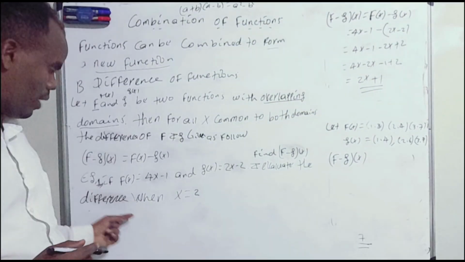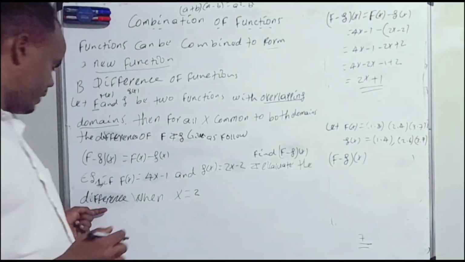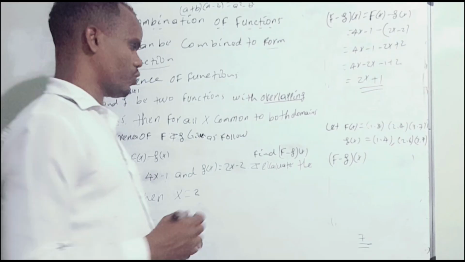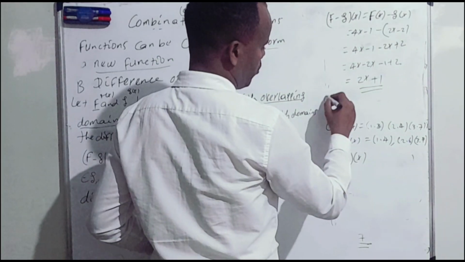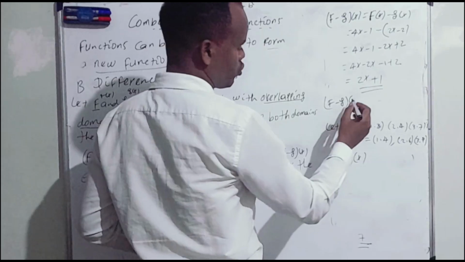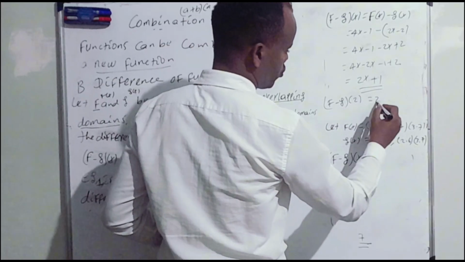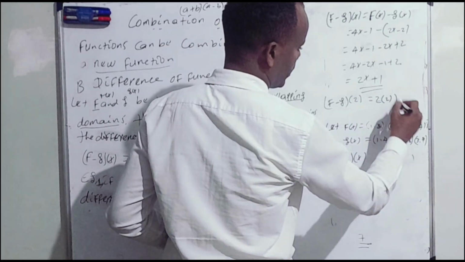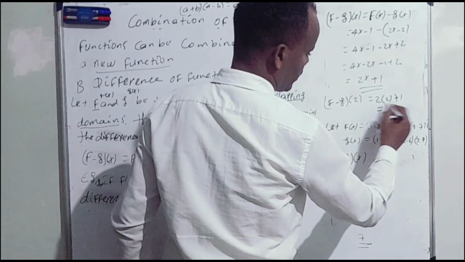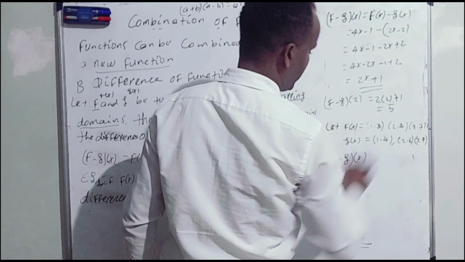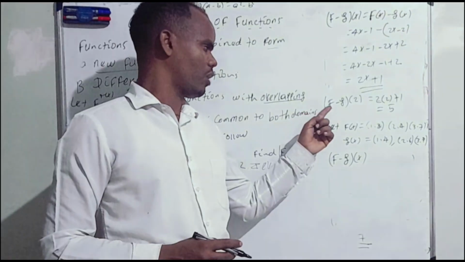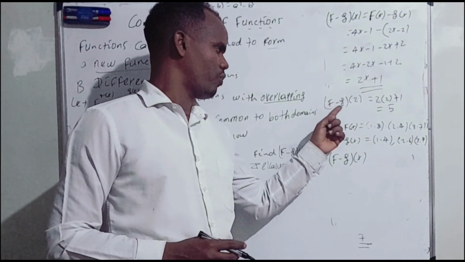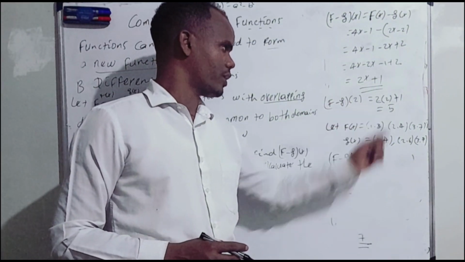Then the next one: evaluate the difference when x is equal to 1. This means (f − g) of what? Inside of x we substitute 2. That means 2 times 2 plus 1, which is 4 plus 1, that is 5. So the functional value of (f − g)(2) is 5.